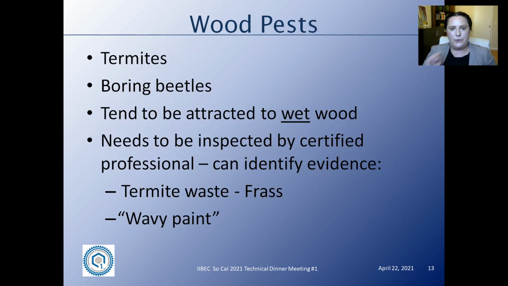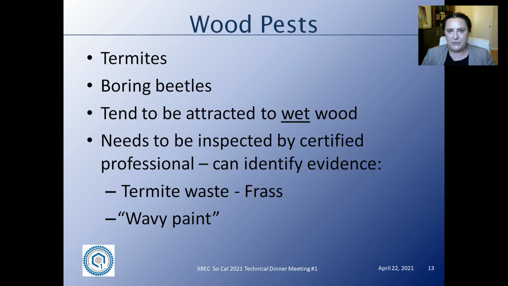So now let's talk about wood pest. There's lots of different types of wood pest. Main ones that we find here are termites and some boring beetles. They tend to be attracted to wet wood. And really, for these pest infections, they need to be inspected by a certified professional. The certified professional will be able to provide treatment options for this.